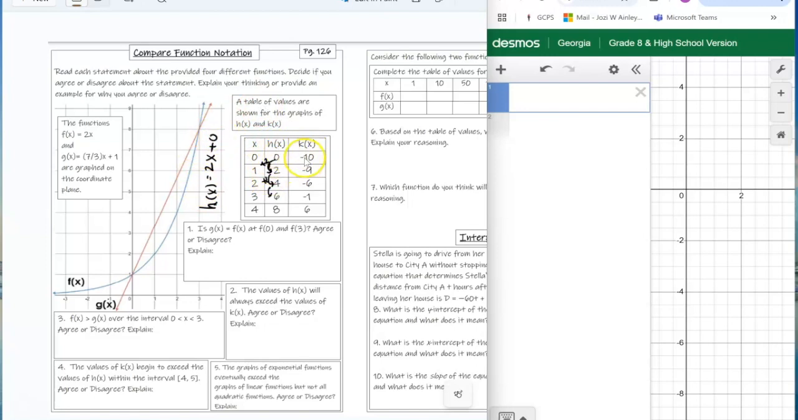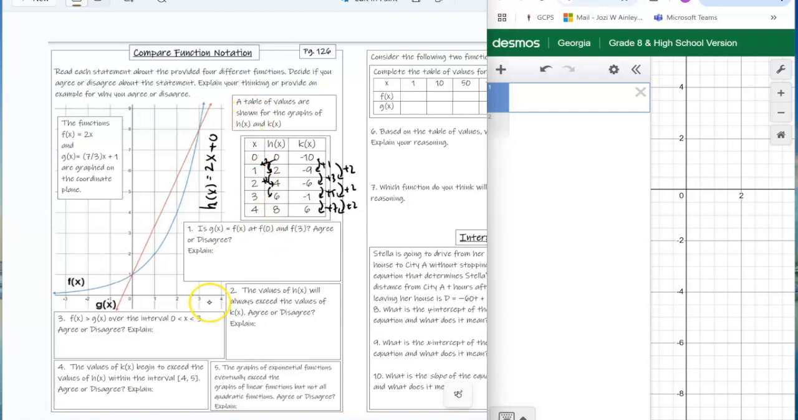Looking at k of x, it goes negative 10, negative 9, so that's plus 1, negative 6. So this one looks like it might be quadratic. And you get used to seeing this, and I'm going to show you why. So this is plus 1. Then this is plus 3, then plus 5, then plus 7. And you can see that the change between that 1 and 3 is plus 2, this is plus 2, this is plus 2, so it's going to be quadratic.